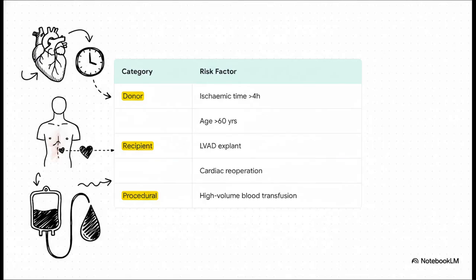And this table here is pure gold for your exams. It breaks down exactly what puts a patient at risk for PGD. You can see the factors fall into 3 buckets. Things about the donor, like a long ischemic time, things about the recipient, like it being a reoperation, and things that happen during the procedure itself, like massive blood transfusions. Knowing these helps you see trouble coming.